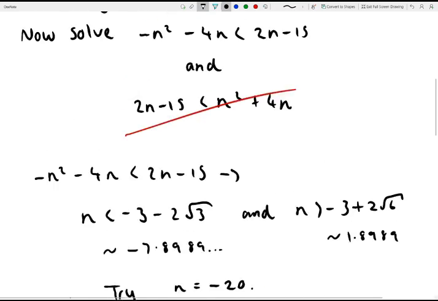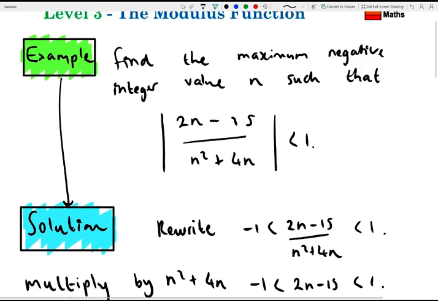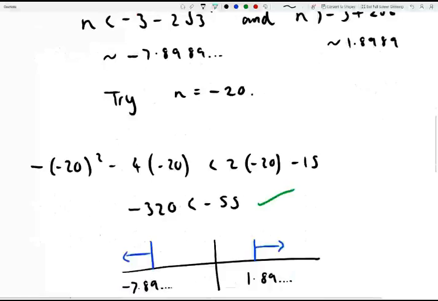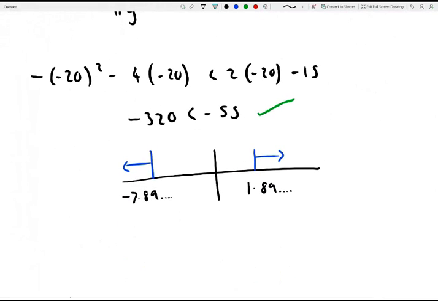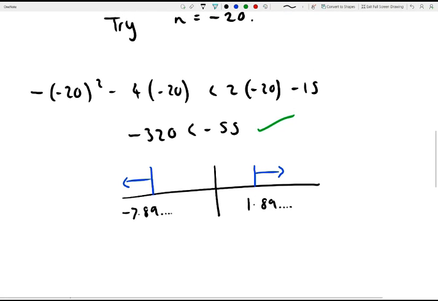And to remind us of the question, we're finding the maximum negative integer. So we want to exclude all the positive integers, and we're just looking at the negative ones, and we want the biggest one that's actually outside of this region. So that's going to be -8. If we took -9, that would work, but -8 is actually bigger, and we're looking for the maximum. And if we took -7, that would be inside this region, which is not valid, and therefore it wouldn't work. So the answer is -8.